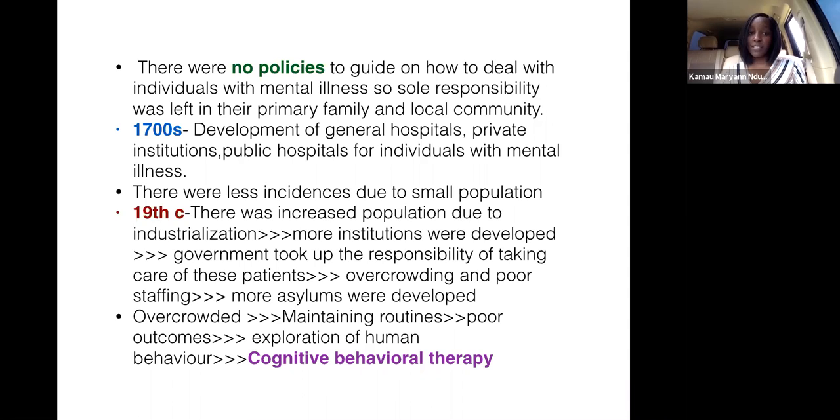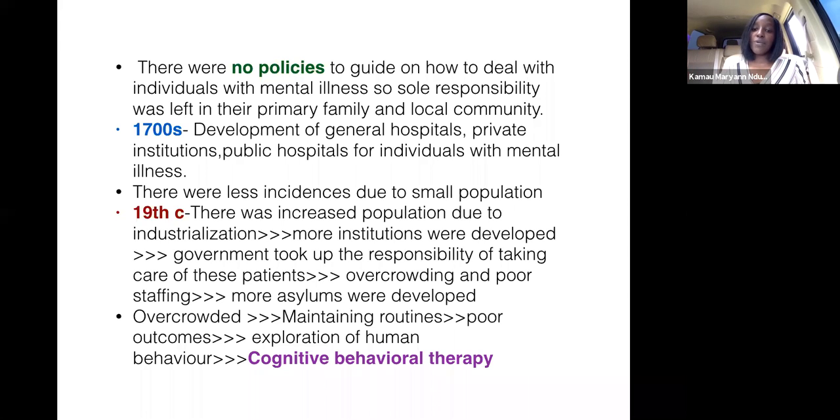So in the 1700s, there is development of general hospitals, private institutions, and public hospitals for individuals with mental illness. Fast forward to the 19th century. Now I want to paint a mental picture for you. This is where there was industrialization. People are moving from farms and investing more in factories. Here there is an increased population because of the shift, and now we are having more incidences of people with mental illness. And now the government is forced to take up the responsibility of taking care of these patients.